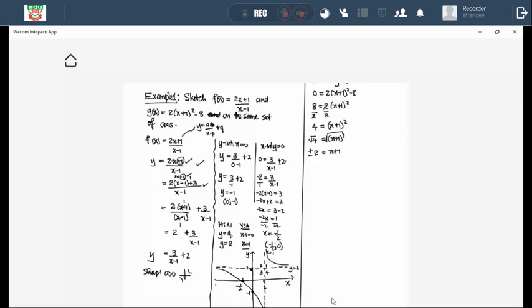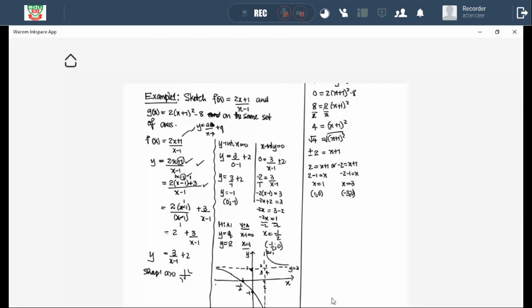Someone can now say 2 is equal to x plus 1, or minus 2 is equal to x plus 1. For the first, transpose the 1, it's 2 minus 1 equal to x. So x is equal to 1. So the graph cuts at (1, 0). Come to the next one, transpose that, it's minus 2 minus 1 equal to x. So your x is equal to minus 3. So it also cuts at (-3, 0).